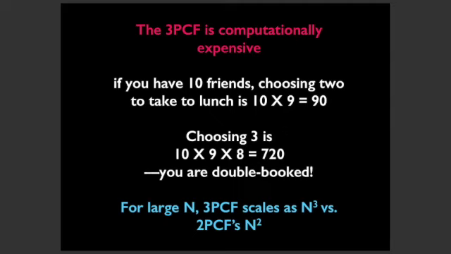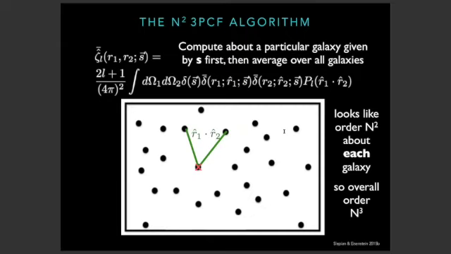This is just an example about having lunch with people, which you're probably all thinking about at this hour. That shows that, if you have 10 friends, choosing 2 to have lunch with gives you 90 lunches, but choosing 3 gives you 720 lunches. So you need to have 2 every day for a year. And basically for large n, the 3-point function scales as n cubed versus the 2-point function's n squared. And that should be enough to tell you why with 30 million galaxies, you're going to run into serious problems rather quickly.